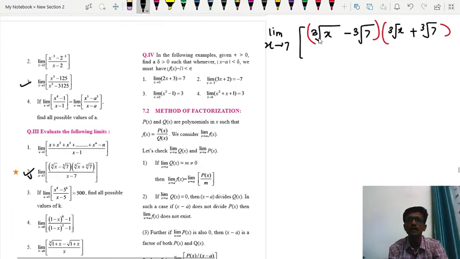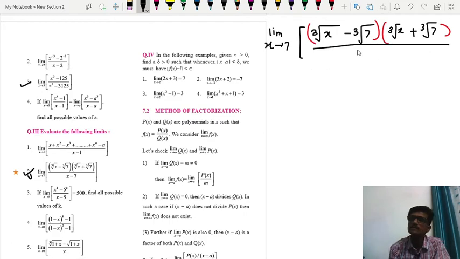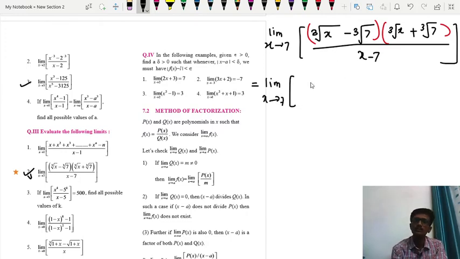See, write the question properly. Denominator is what? x minus 7. Denominator is x minus 7. So let's write that. Now limit x tends to 7. A minus b, a plus b, let's write a square minus b square, that is x raised to power 2 by 3 minus 7 raised to power 2 by 3, and upon, very simple, it is x minus 7 upon x minus 7.